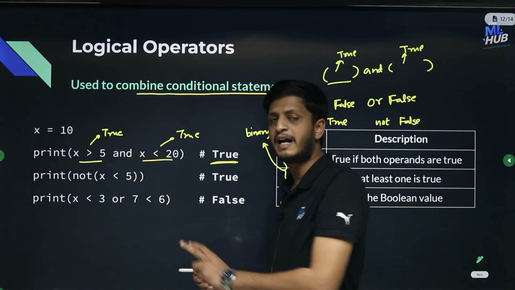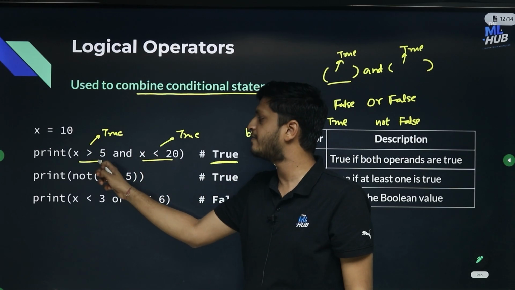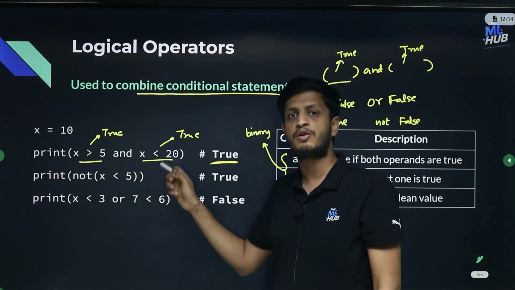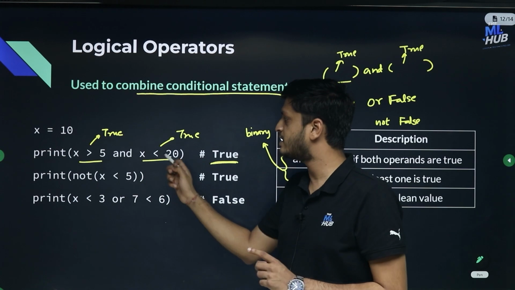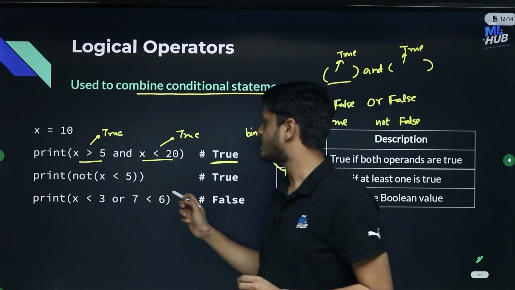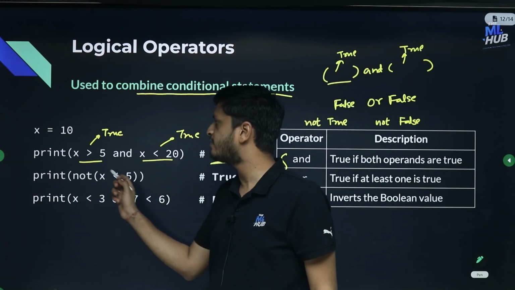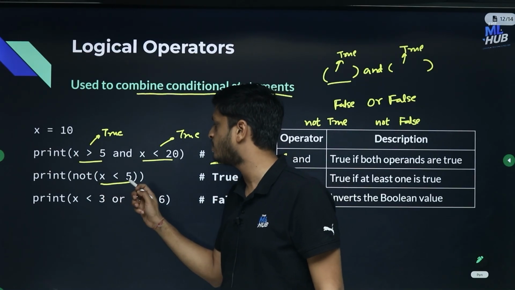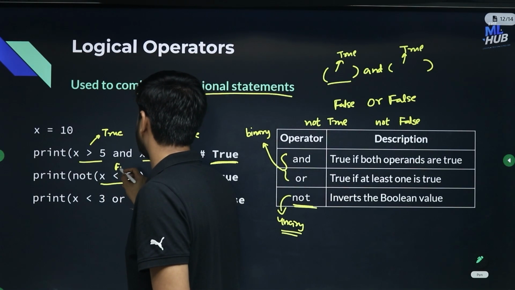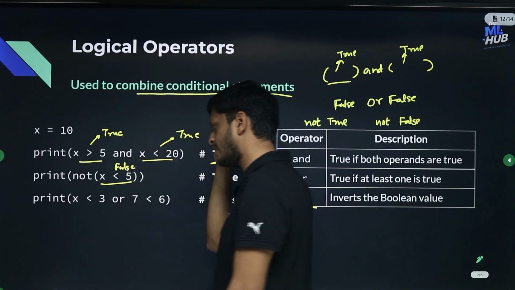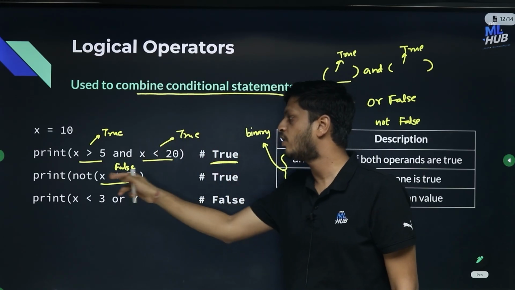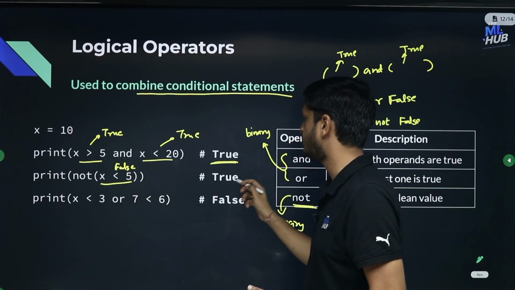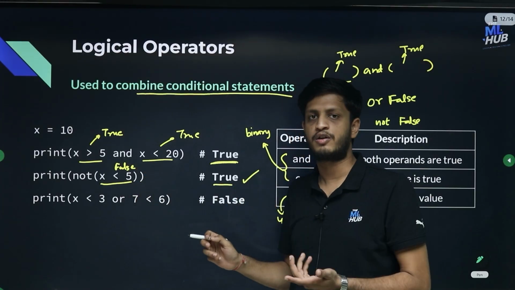If any one of the statements had been false, so if we had written x less than 5 here, then x less than 5 would have been false. Even though this is true, false and true would become false. But if both the statements are true, you will get true. Now next is print not of x less than 5. So is 10 less than 5? 10 is not less than 5. So this statement is false. X less than 5 is false. And not of false becomes true. So the output will be true. This is how not works.